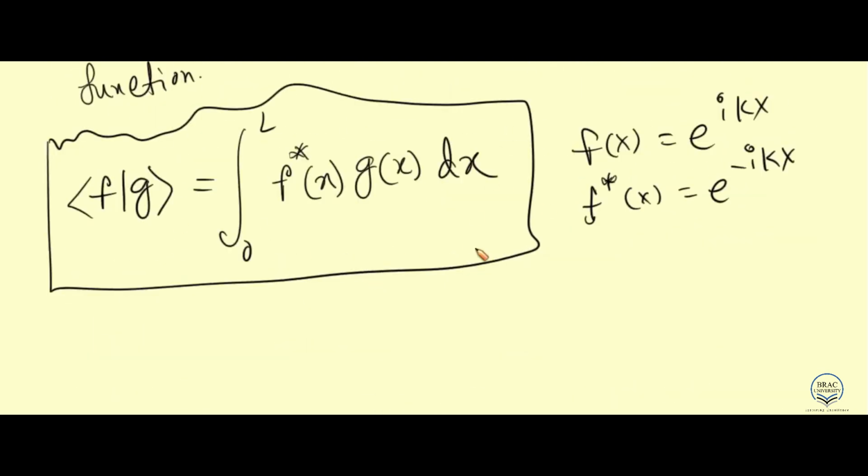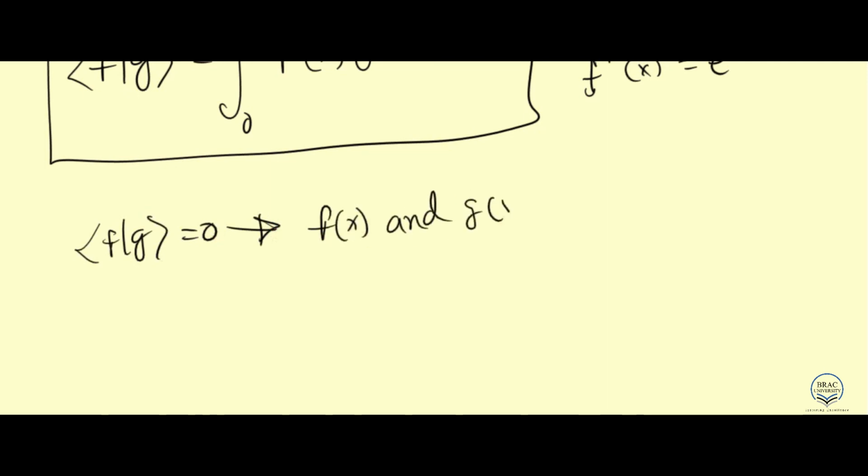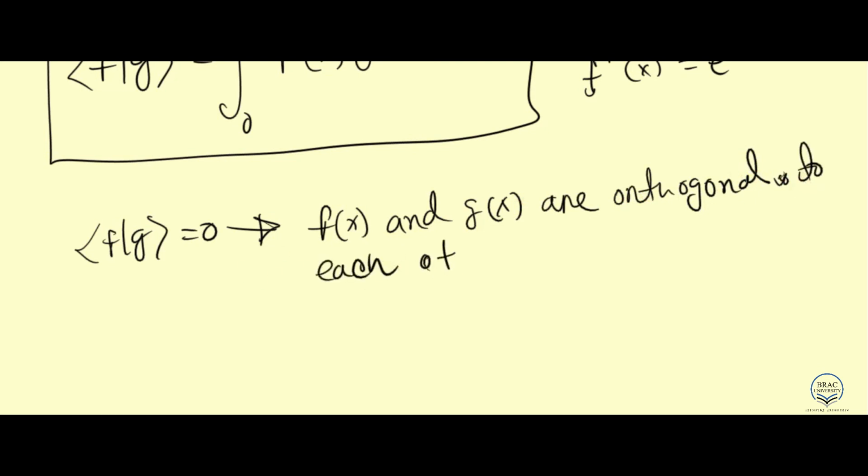And if you draw an analogy with the finite dimensional case, where two vectors were orthogonal when the inner product was 0, then if you have two functions and the inner product is 0, this would mean f of x and g of x are orthogonal to each other within that interval.